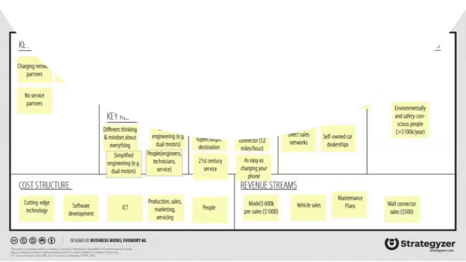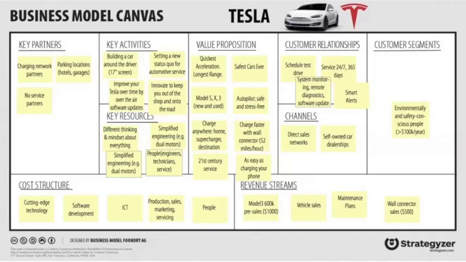And then also they have two channels, right? Cell phone, car dealership, and then direct sales network. There aren't Tesla dealers like there are a Buick or a Toyota dealership.